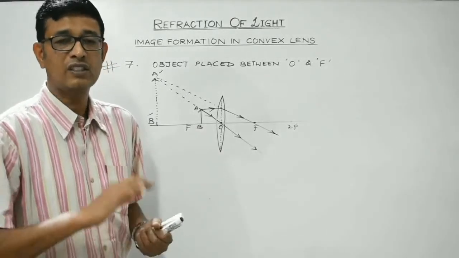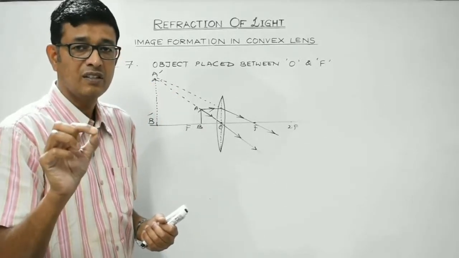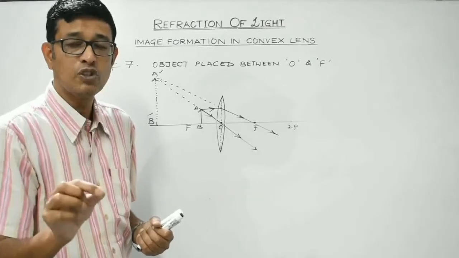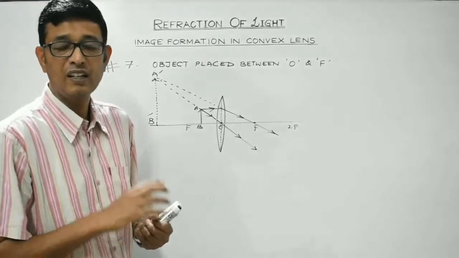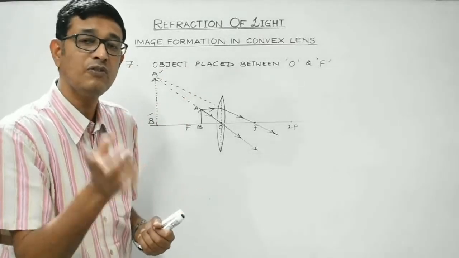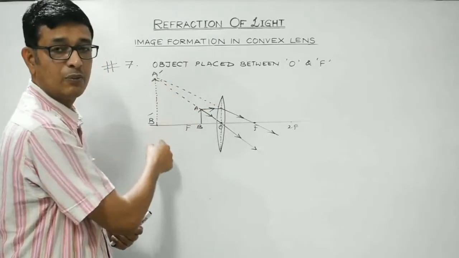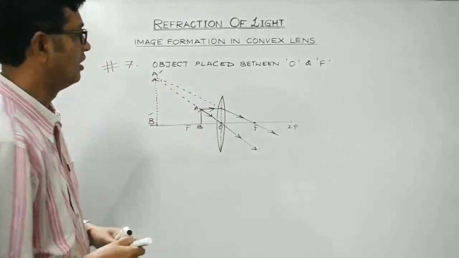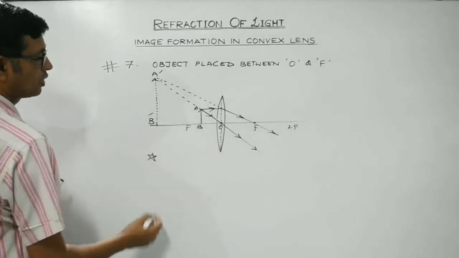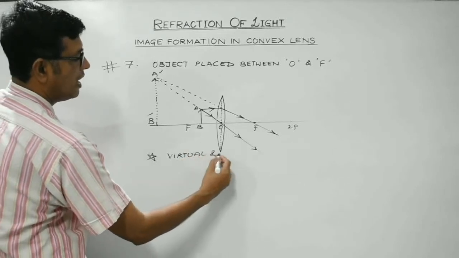Right? So what I have stated is, if two dark lines intersect after refraction, then at the point of intersection, it will be the position of real image. And in case of two dotted lines intersecting at a point, that will give you the position of virtual image. Two dotted lines intersecting at this point, it will give us the position of virtual image. So students, this case is very, very important. So what about the nature of the image then? It is virtual and erect.